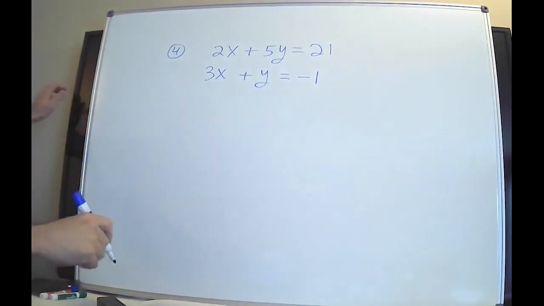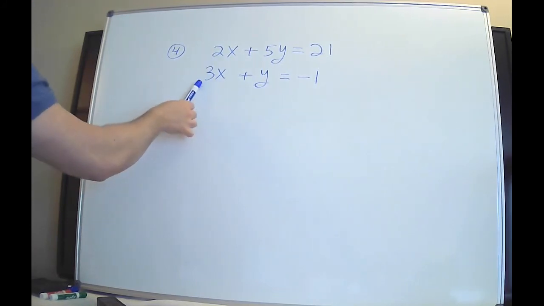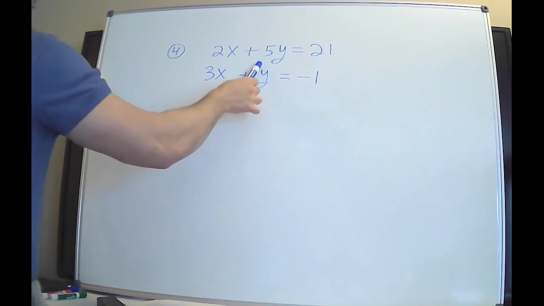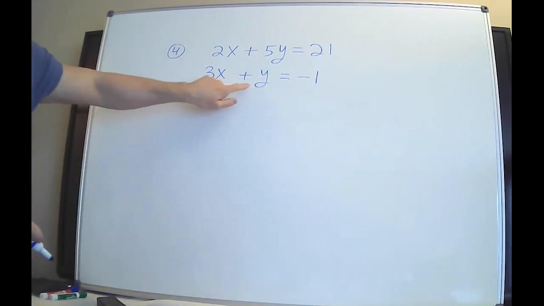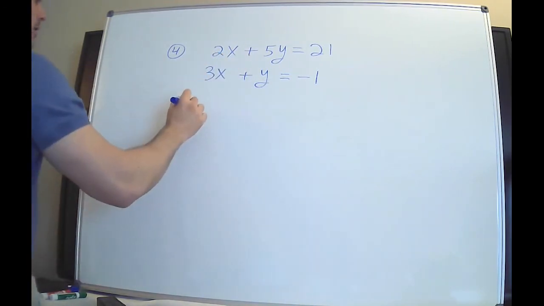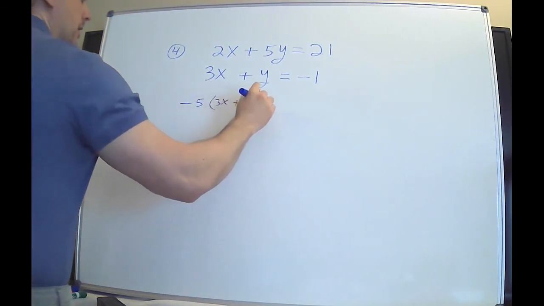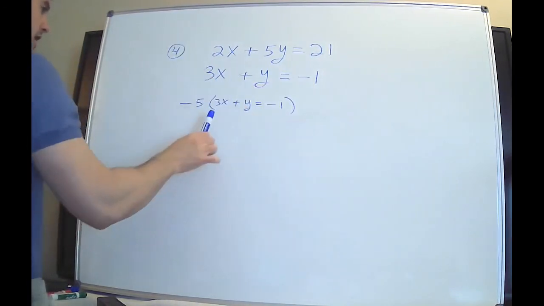Okay, problem 4. X's have a 2 and a 3 in front. These are not multiples. Here you have a 5 and a 1. Aha, you got a 1. I'd like to eliminate the y. This time, though, what I need in front of this y is a -5, which will cross out the +5. So I'm going to multiply the bottom one by -5. Again, be careful. Make sure you multiply everybody and watch your signs.